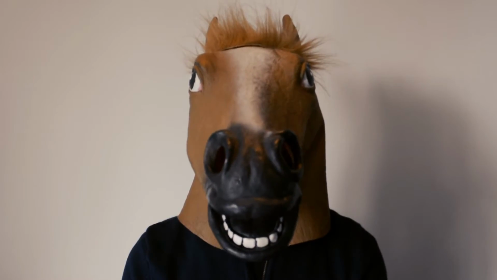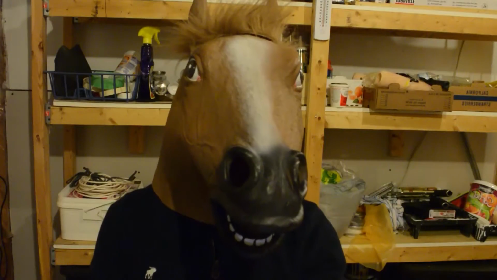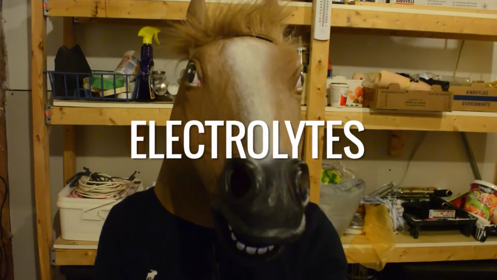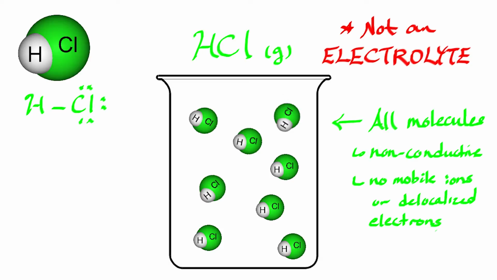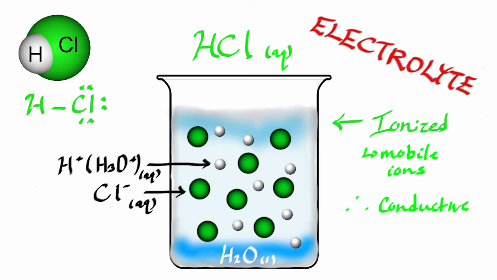Let's go to Kevin's basement to look at the physical properties. Firstly, both are electrolytes. Electrolytes are substances that produce ions when dissolved to form an aqueous solution. Since they have mobile ions in this state, both acids and bases are conductors of electricity.